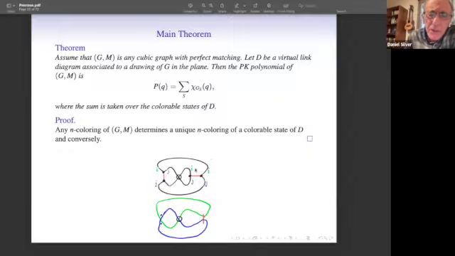because up above you really have instructions as to which state you're going to be using. For example, if this color and this color were the same, then I'd be talking about a smoothing state for this crossing. Likewise, down below, if I have a coloring down below, I can lift it up to a coloring of the cubic graph. This is not hard to check, but this is the only thing there is in the proof.